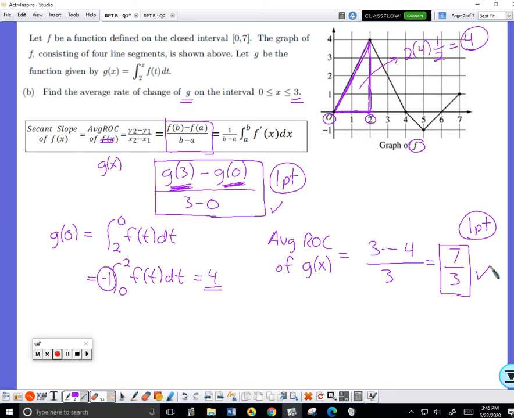If you found g of 0 to equal 4, but you didn't find the final result, I think you'd still get 1 out of 2. But a total of 2 points on this problem. That was part B. Again, don't watch your work carefully. I would have lost that point.